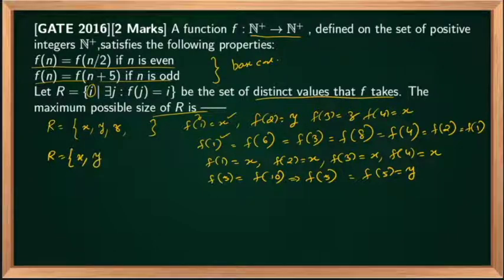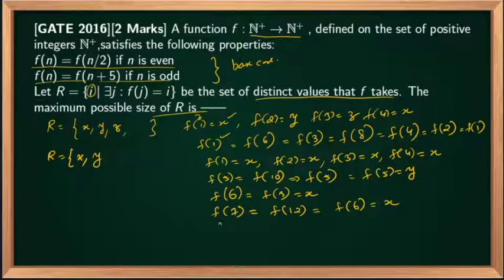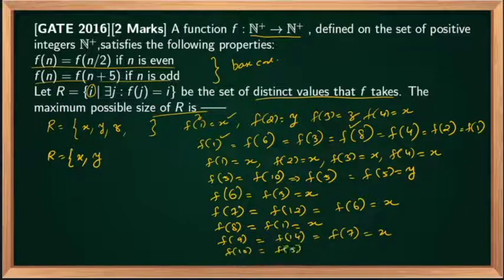Now f(6) is equal to f(3), and we know that f(3) is equal to x. f(7) is equal to f(12), which is equal to f(6), and f(6) is x. f(8) is f(4), which leads to f(1), so that should be x. f(9) is f(14), which is equal to f(7), and f(7) is x. f(10) is equal to f(5), and we know f(5) is y. If you continue like this, you can see that if the number is a multiple of 5, then we'll get the answer y.